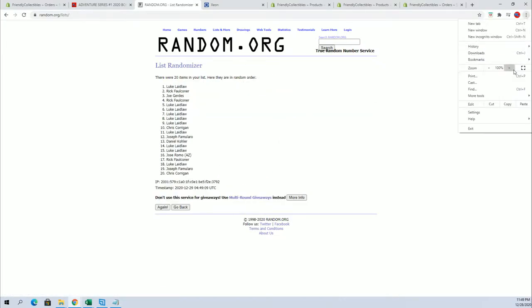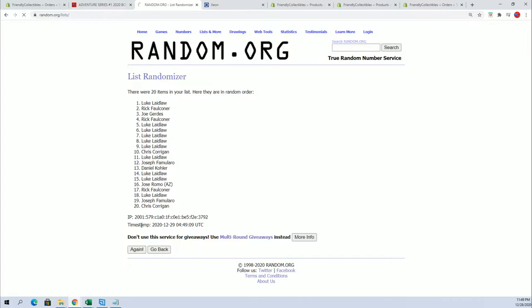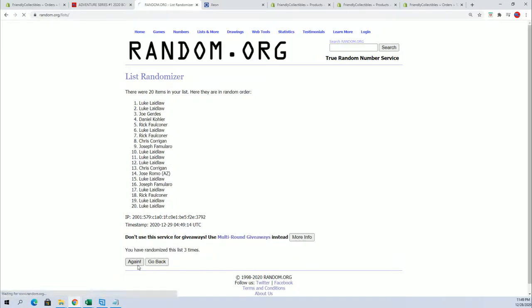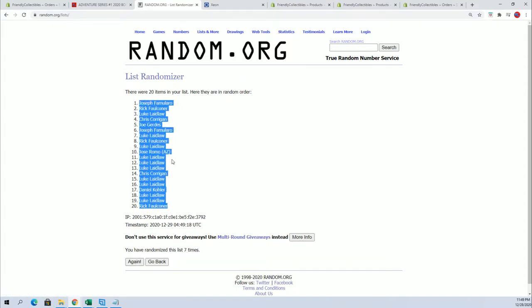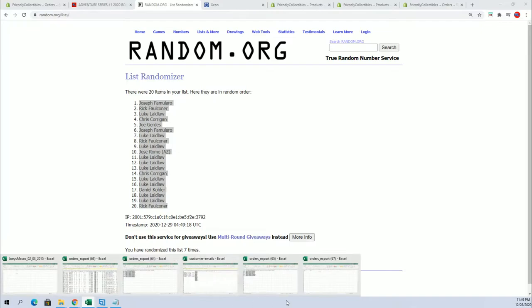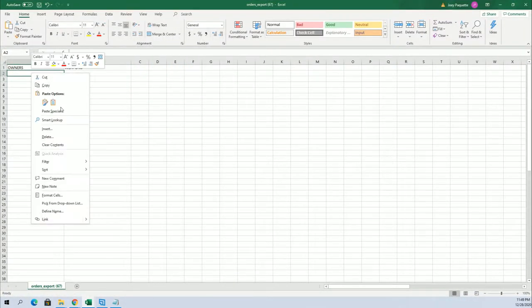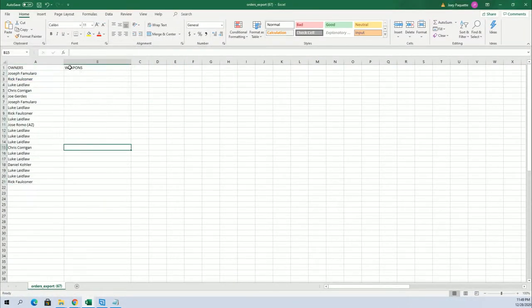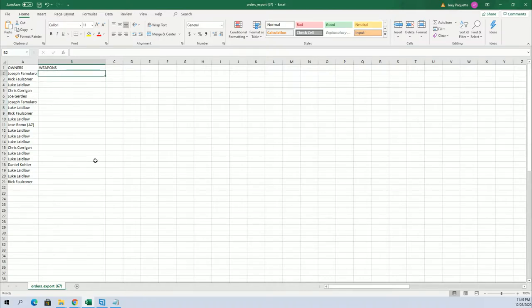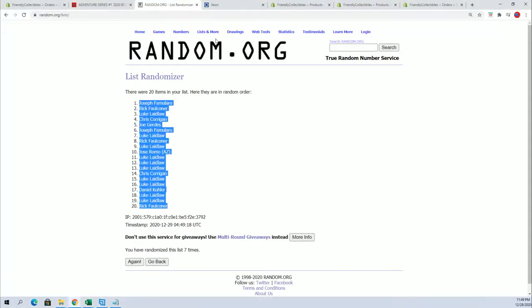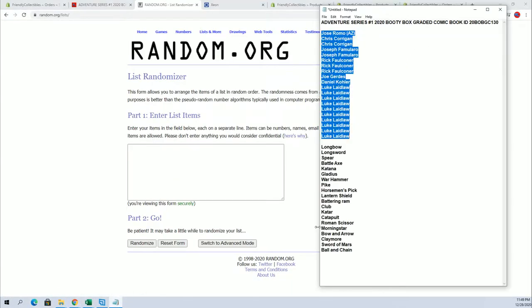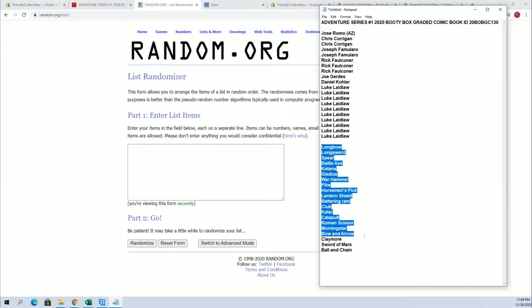And we got a 20 flip, guys. Names and weapons 7 times each. All right, Joe F. to Rick F. And weapons are next. Longbow to the ball and chain.